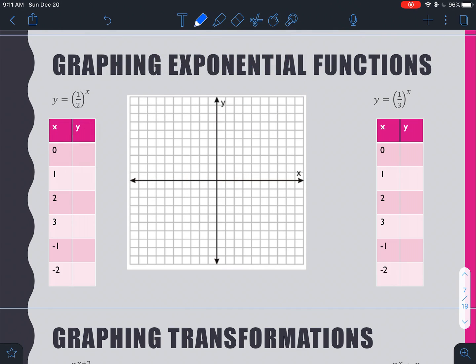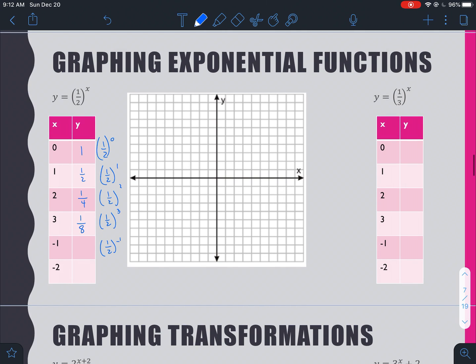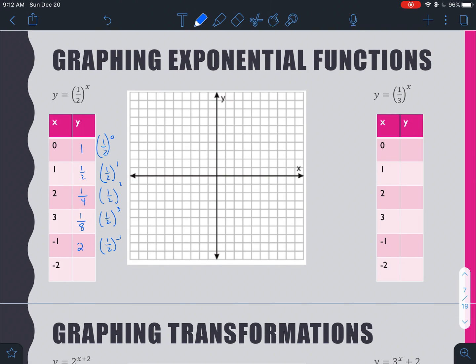All right, let's look at 1/2 to the x and 1/3 to the x. What will these look like? Let's start with the first one. 1/2 to the 0th power, well, anything to the 0th power is 1. 1/2 to the first power would be 1/2. 1/2 to the second power would be 1/2 times 1/2, which is 1/4. 1/2 to the third power would be 1/2 times 1/2 times 1/2, which is 1/8.